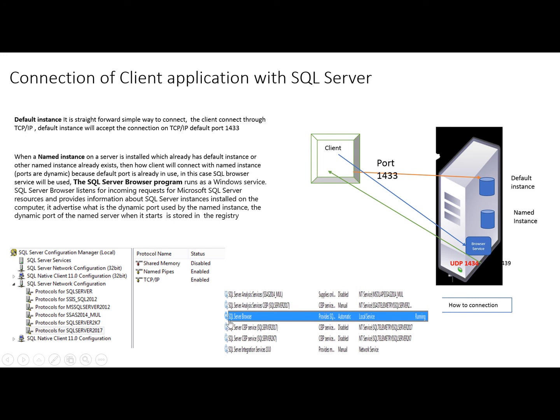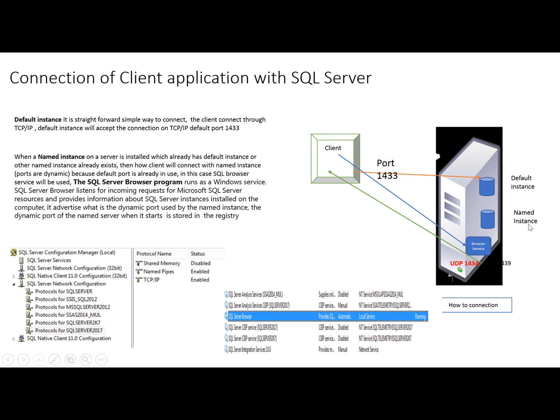The browser service runs as a Windows service. The client will communicate with the browser service on a specific port. The browser service port is 1434. So the client will communicate with the browser service, and the browser service will advertise the information about the named instances, and then the client will know about the specific named instance port.